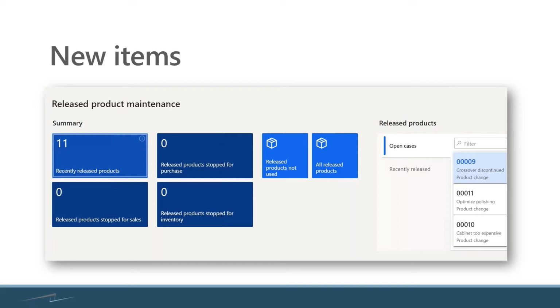The same thing, release products stop for inventory. These are items we no longer wish to inventory. So what are we going to be doing with those items? Do we scrap them? Do we continue using them until we run out? Do we throw them away? You know, what's happening with those?